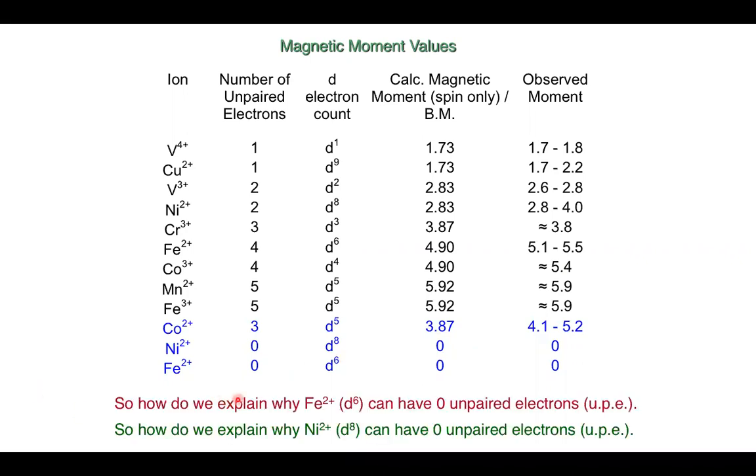So how do we explain why iron 2+, this one, can have 0 unpaired electrons, and why can nickel 2+ here have 0 unpaired electrons as well? We also see here, this is d5, but it only has 3 unpaired electrons. Why is that? We have 5 d orbitals, so how can we only have 3 unpaired electrons? Ultimately, this is the magnetism part, where we think we know how many unpaired electrons we have, and then we do the calculation of the magnetic moment, and then we find out the observed moment is really quite different. That is a result of the interesting behavior of these transition metal ions whenever they form complexes. These are all gas phase ions, and so that's why they have degenerate d orbitals, which all have the same energy.